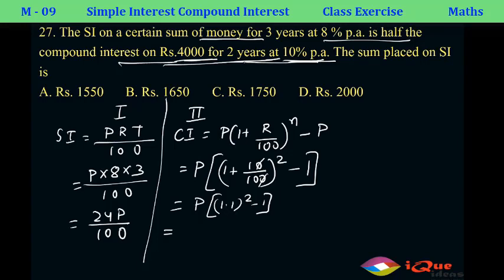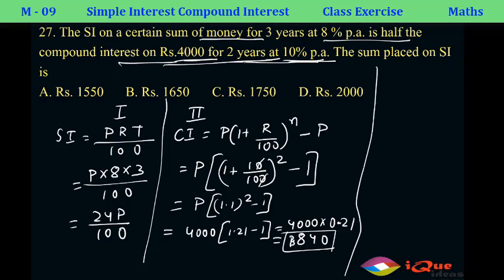And in place of P, we have to take 4000 in the second case. 1.1 square is 1.21, minus 1. So it is 4000 into 0.21. Alright. So it is equal to 21 4s are 84. So it is 840 rupees.